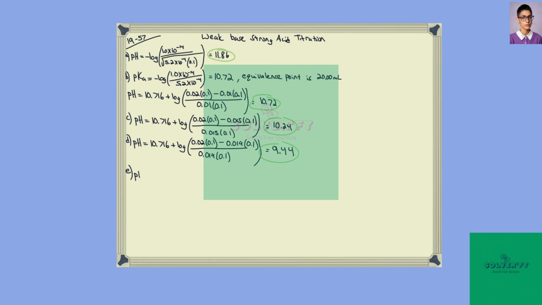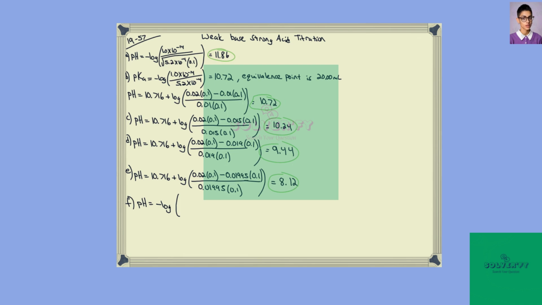For part E, we are at 19.95 milliliters, so still pre-equivalents, still a buffer solution, still using the Henderson-Hasselbalch equation. This time, however, we're using our 19.95 milliliters instead of the 19 or the 15. 19.95 milliliters is 0.01995 liters. This will be the decrease in the moles of weak base and the increase in the moles of weak acid. And we get a pH of 8.12.